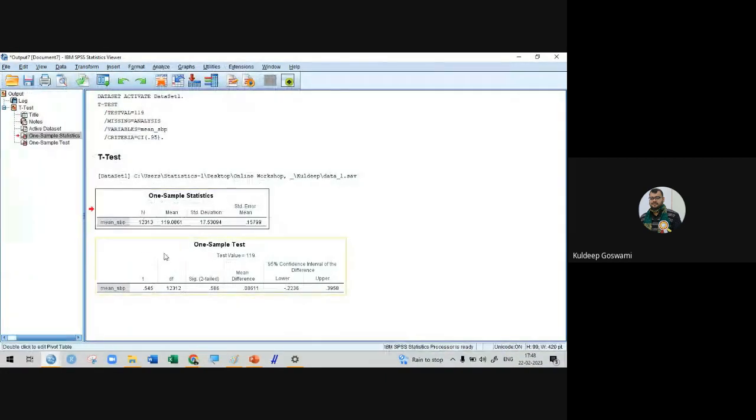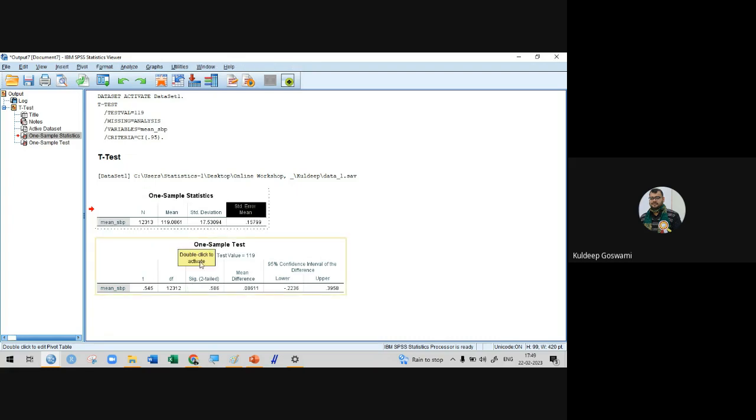So this is the output. There are two tables we have got. The first table shows there are 12,313 respondents available whose mean systolic blood pressure is 119.0861. Standard deviation is this and standard error is this one.